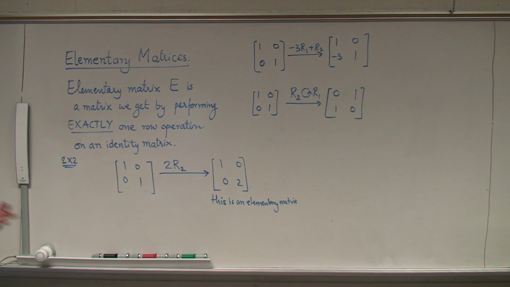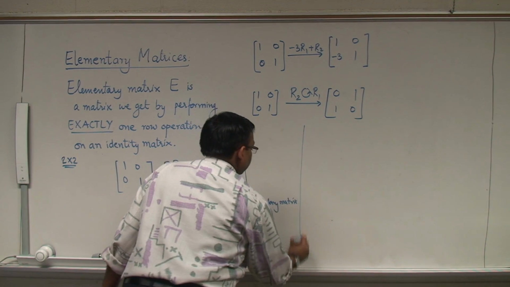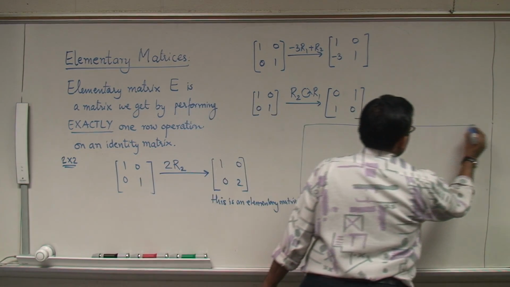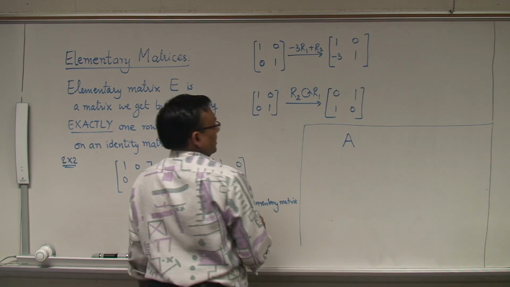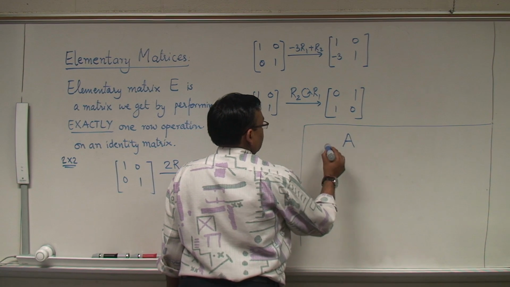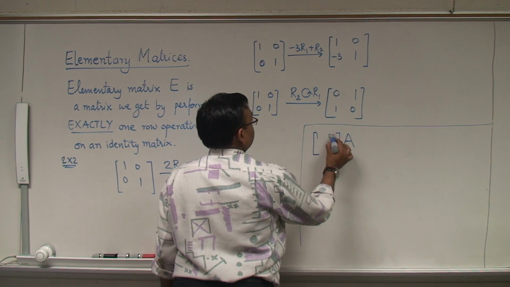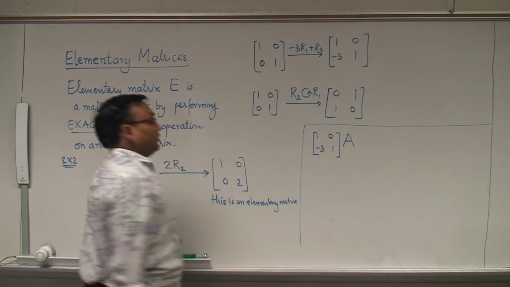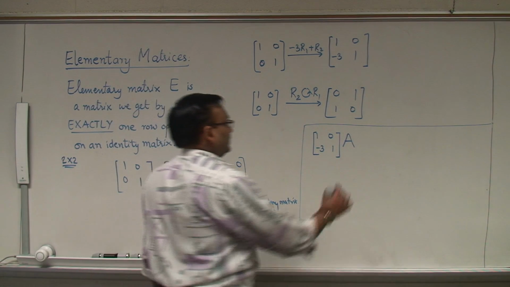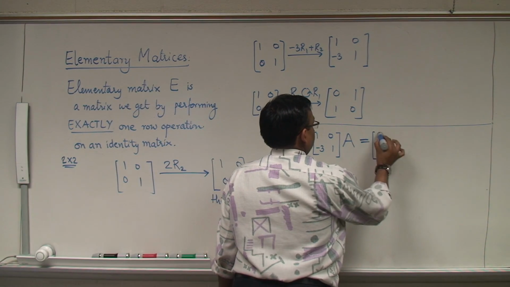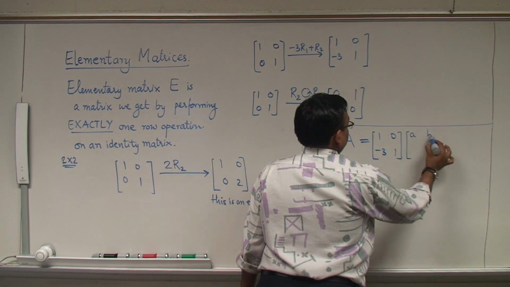Now let us see what is the effect of an elementary matrix. What is the effect of using an elementary matrix? Suppose I am given a matrix A, and let us say on the left, I multiply it by this elementary matrix 1, 0, minus 3, 1. What will happen? I'm assuming A is also a 2 by 2 matrix. So let's give it some entries. 1, 0, minus 3, 1, times A, B, C, D.